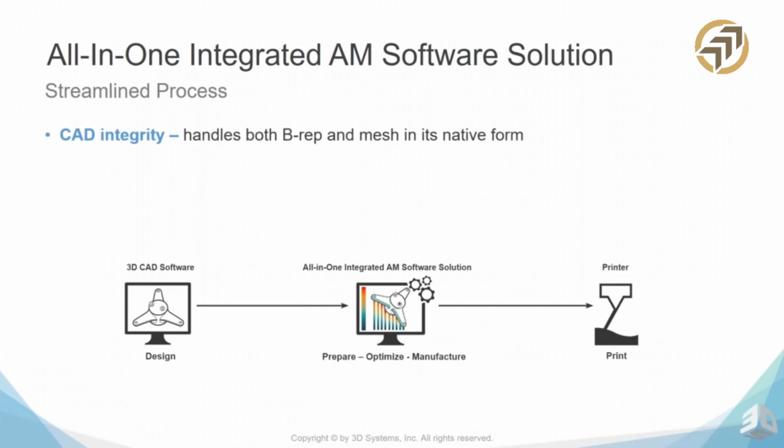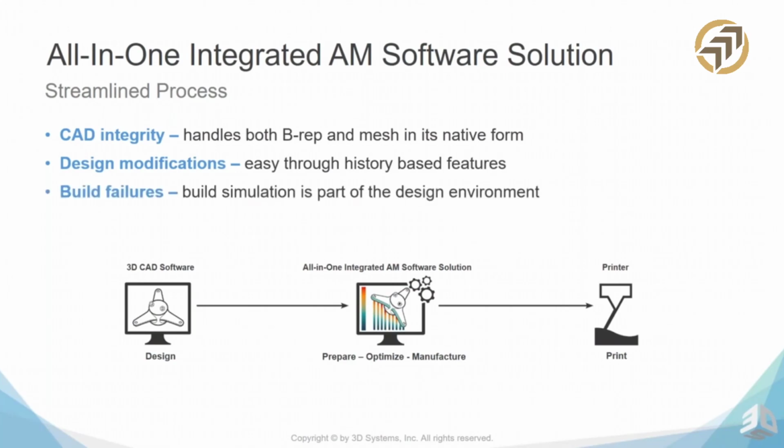CAD integrity is maintained as BREP is handled using its native form without conversion. Being history-based makes design modification very easy, as you do not lose all the work you have done so far, but all the actions are applied automatically to the modified model. And last is a single and unified work environment where build simulation is an integral part of the design environment, making it easy to correlate between simulation and analysis results and the corrective actions you need to take.